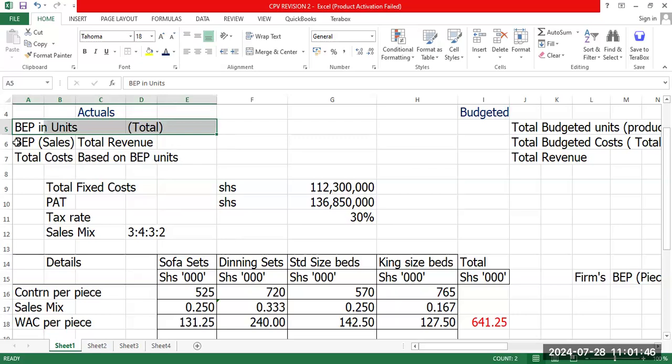The next is to get break-even point in the sales. We want to get total revenue, because what you're getting as break-even point in the sales will be for each product. But at the end of it all, colleagues, you need total revenue on your graph only.